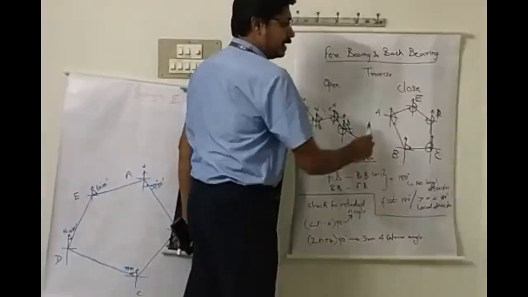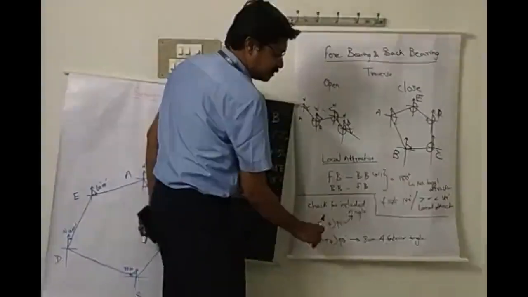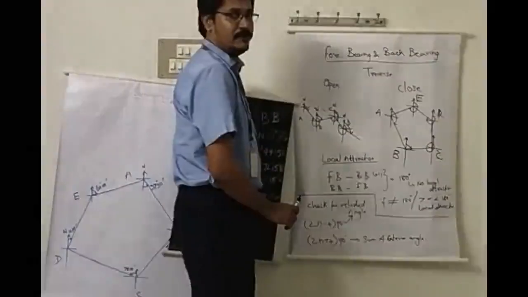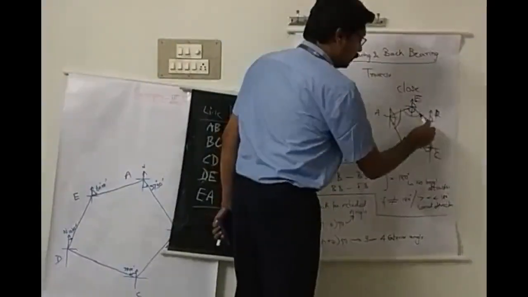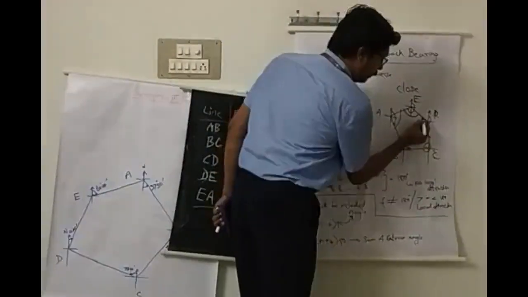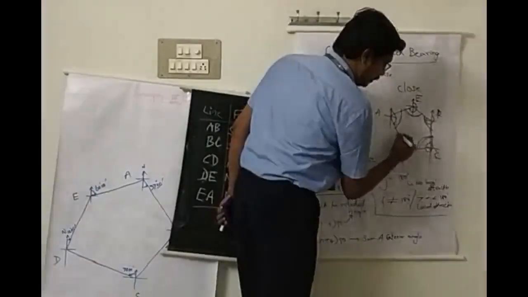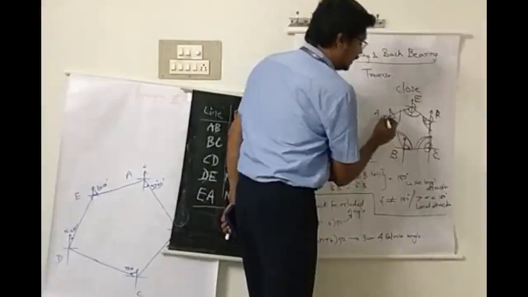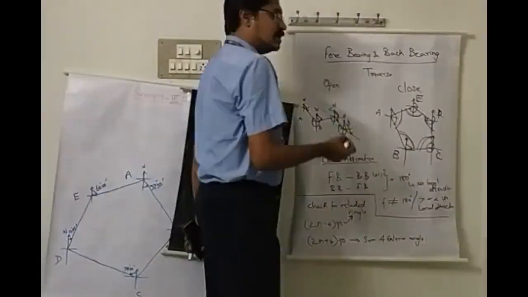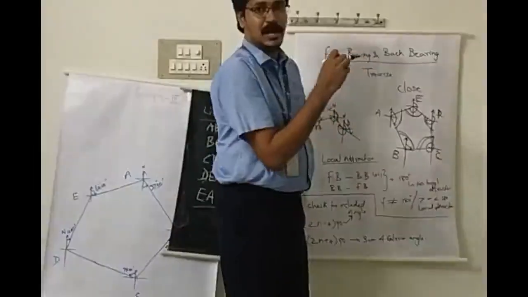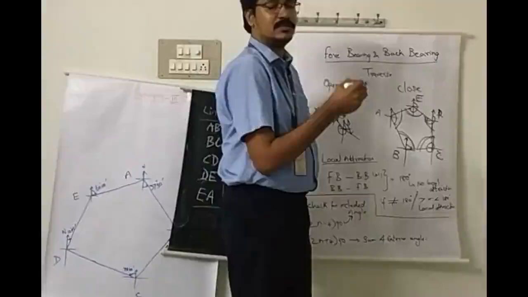For example, here it is 5-sided. 5 into 2 is 10, minus 4 is 6. 6 into 90 is 540 degrees. If all the included angles obtained after calculation are summed up, angle A plus angle B plus angle C plus angle D plus angle E, and it is 540 degrees, then the traverse is right. If it is less than or greater than that, an error may have happened somewhere.